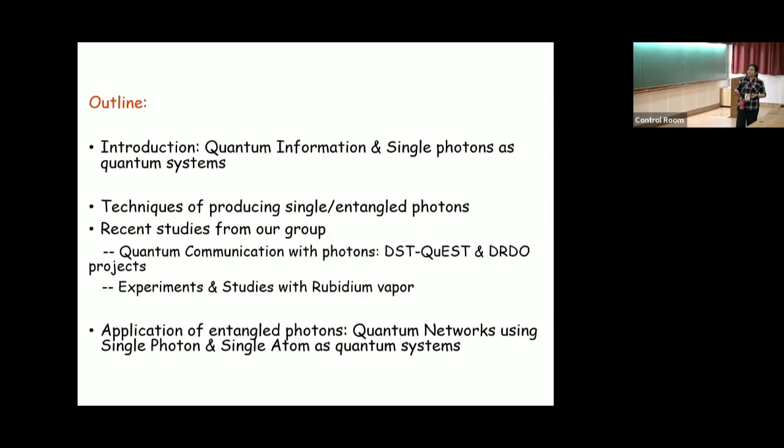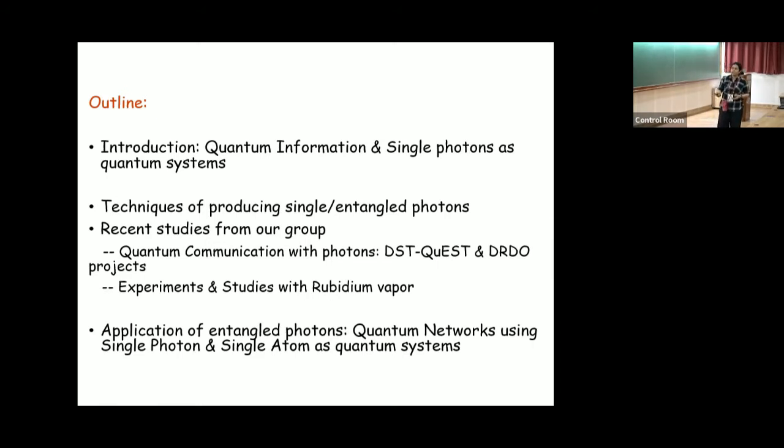So for today's talk, this is the outline. First, I will give a brief introduction, because this was the first talk, although I don't know if I can justify the time, but I'll try. And then I'll go to the techniques of producing single entangled photons, which is really the focus of our group. Then we'll talk about some recent studies, particularly the quantum communication experiments that we are starting and are in the process of, pertaining to the DST Quest and the DRDO projects.